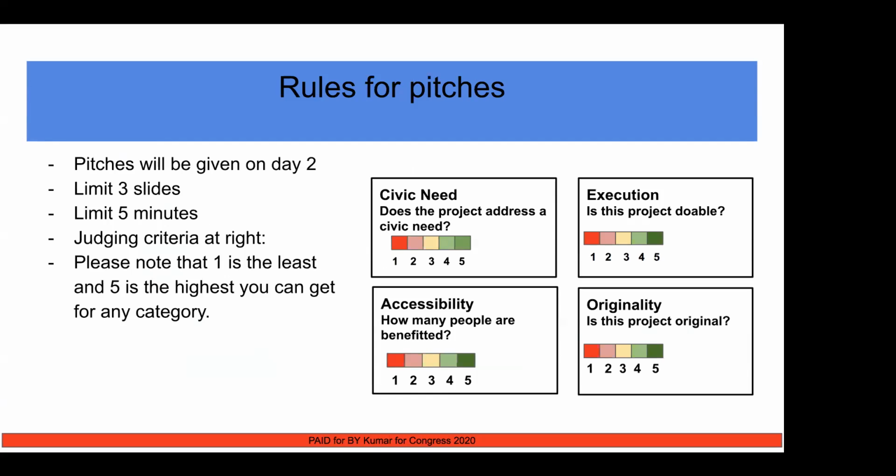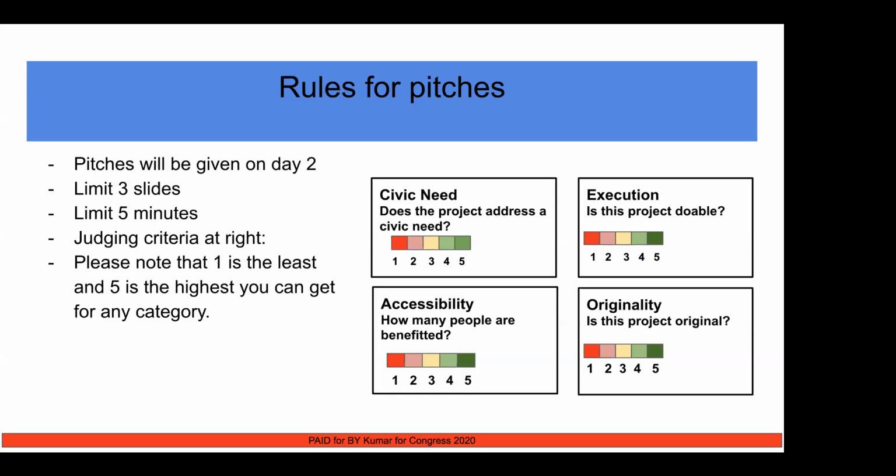We'll be looking at, does this project address a civic need? This is whether it's related to the topic. Keep in mind that it has to be about COVID and how you can improve society in some way. Is it accessible? How many people are benefited? You want your solution to help as many people as possible, but you don't want to make it too broad so that you won't be able to help anyone in depth. Just make sure there's a balance.